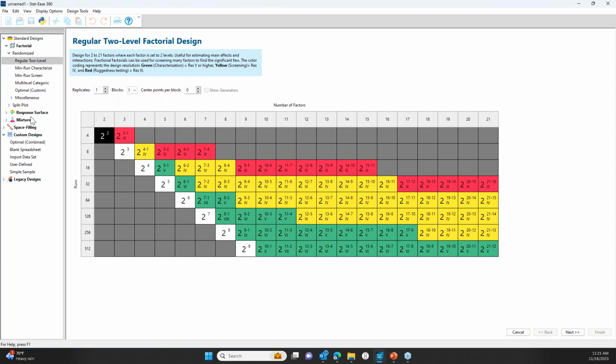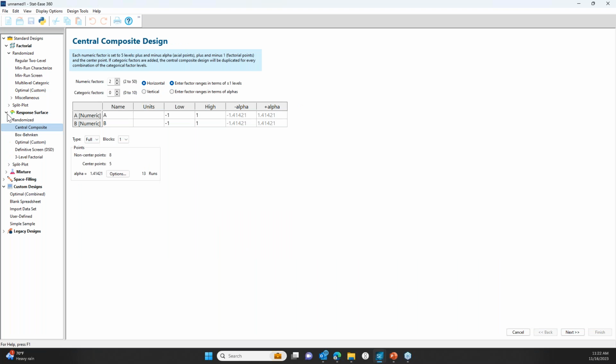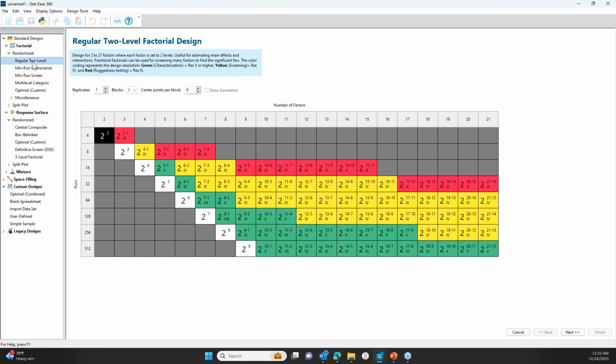Along the left edge here, you see that there are several different design choices. We have the regular 2-level, we have minimum run characterized, we have these responsive surface designs that we're going to see a little later, we have mixture designs. So there are several different types of designs. Many people that have a casual awareness of DOE are probably aware of this particular design, the regular 2-level factorial design. So that's where we're going to begin.